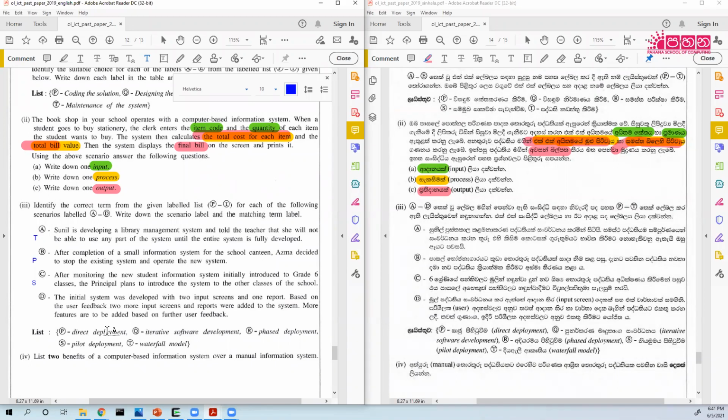Phase deployment. So that's why C is S. Then D, the initial system was developed into 2 input screens and 1 report. Based on the user feedback, 2 more input screens and reports were added to the system. More features are to be added based on future user feedback, right? That is what we call phase deployment, right? So for D, we have to take R there.